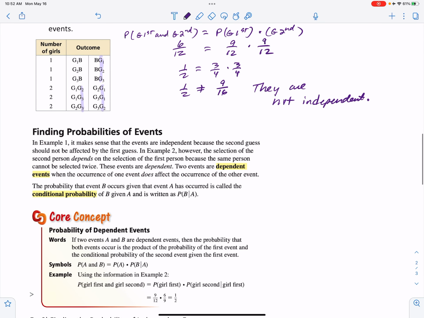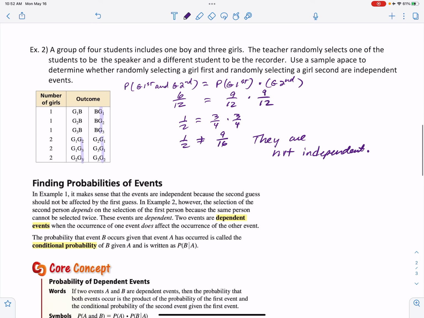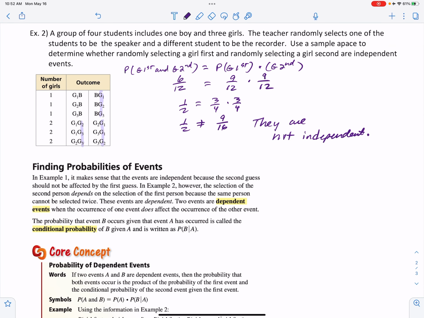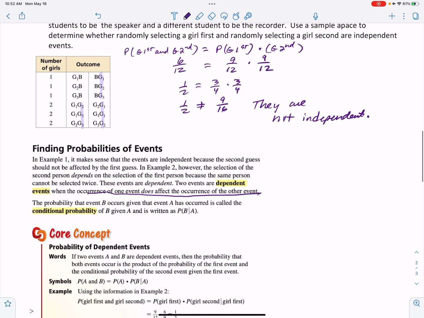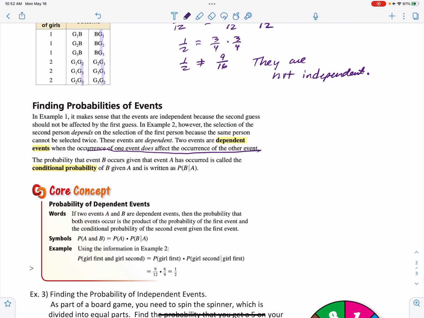Okay, finding probabilities of events. In example 1, it makes sense the events are independent because the second guess should not be affected by the first. In example 2, however, the one that we just looked at, the selection of the second person depends on the selection of the first because the same person cannot be selected twice. These events are called dependent events. Events are dependent when the occurrence of one event does affect the occurrence of the other. Independent, they don't.